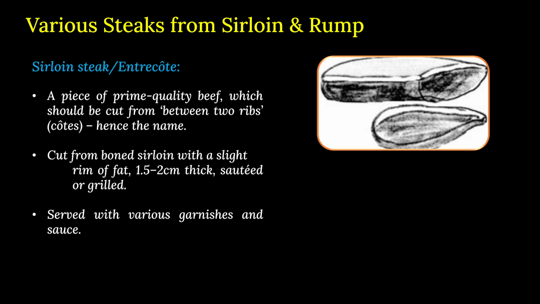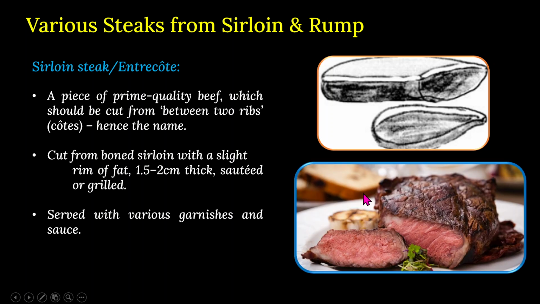It looks like this. The fleshy part between the two ribs, whatever flesh you get, that is known as entrecôte or sirloin steak, with a layer of fat 1.5 to 2 centimeter thick, which is normally sauteed or grilled. That is entrecôte steak.